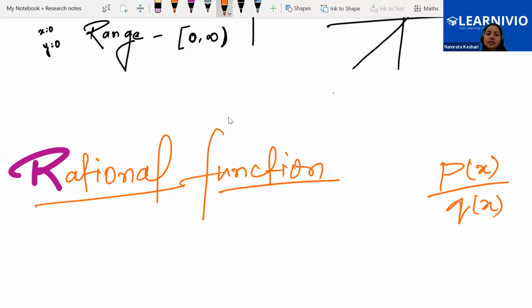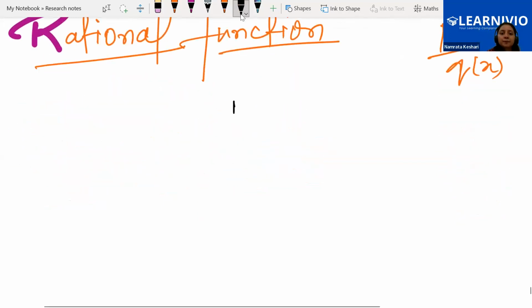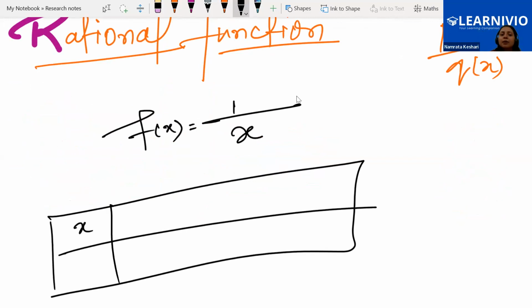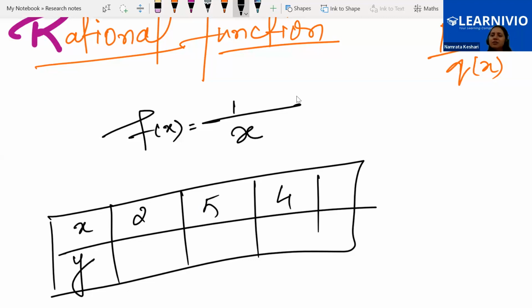So let's take 1 by x. x should not be 0 over here, otherwise the function will not be defined. The rational function example we have taken is 1 by x. Let's see how exactly the graph of 1 by x will go. You can plot the graph by yourself as well. Again, I would remind you, you can make the graph by taking any random x, as 2, 5, or let's say 4. By any random x value you take, you can find the y value with the help of the given function, then locate the coordinates and make the graph. But we will see the graph directly.